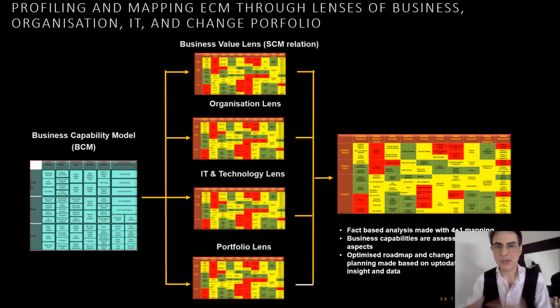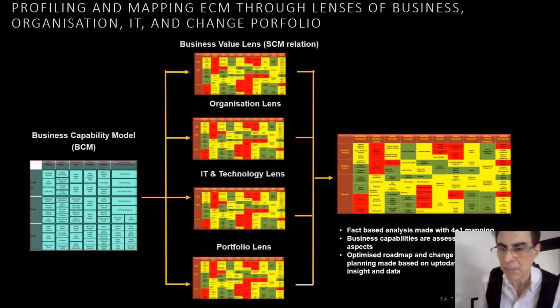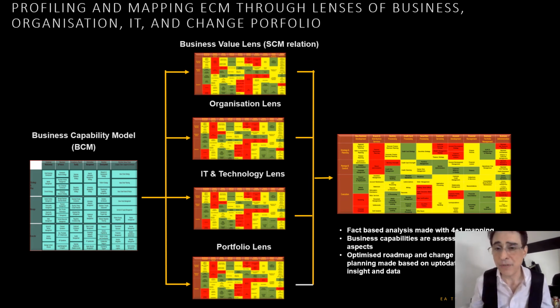So we talked about these 4 different lenses that we look at from a business capability model. And so we have the business value, organization, IT technology, and portfolio, which also feeds off organization and resourcing indeed. So through that, then we do what is called a heat mapping analysis. So we look at every capability and simply ask the question, how important are you to us? Will you give me competitive edge, for example?